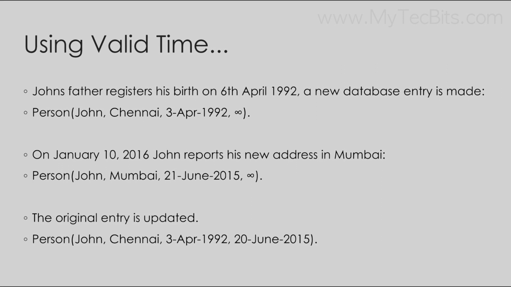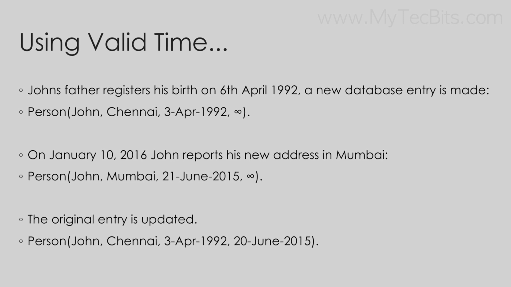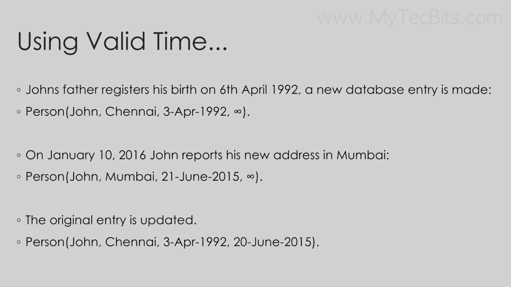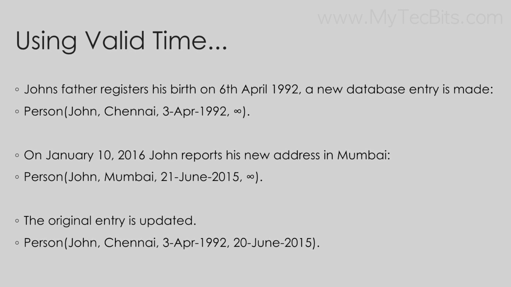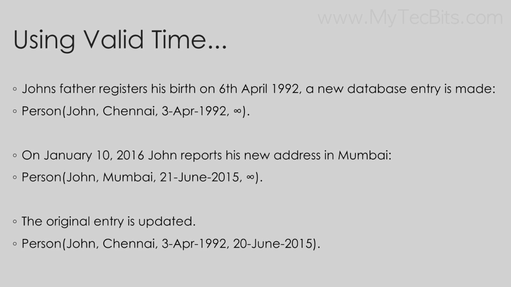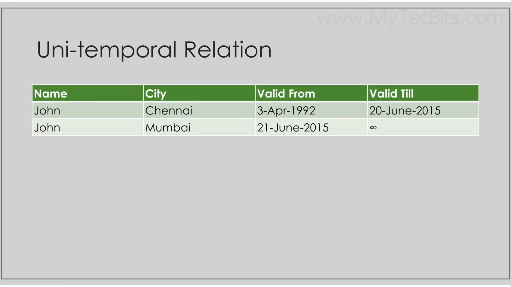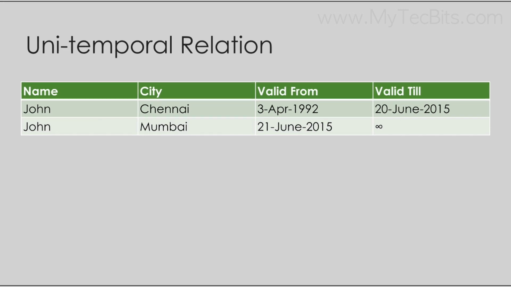Similarly, John changes his address to Mumbai on 10th Jan 2016, but he has been living in Mumbai from 21st June of the previous year. So his valid time entry would be 21 June 2015. The table will look something like this with two additional entries.